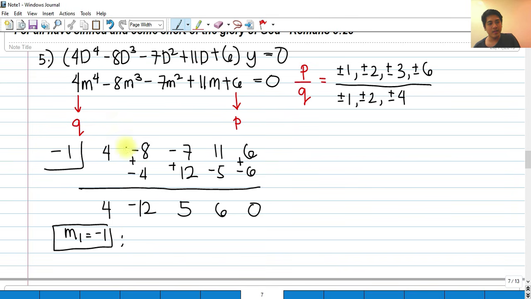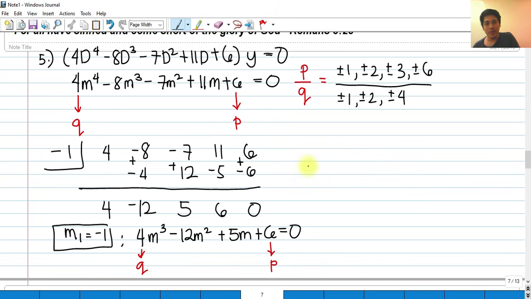We can rewrite this as, this is the coefficient of m cubed, m squared, m, and the constant. So we have 4m cubed minus 12m squared plus 5m plus 6 is equals to 0. Notice that we started with a power of 4, so we have 4 roots. Again, we can label this as our q, and this is our p. As you can notice here, with 4 and 6, we still have this possible combination of roots.